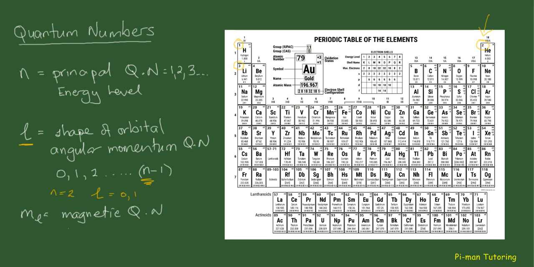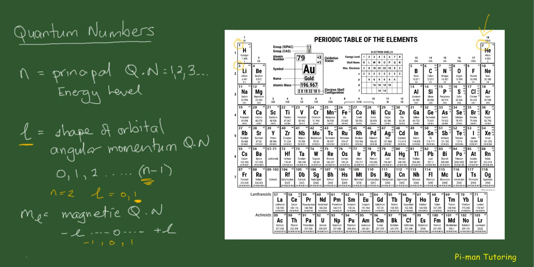And it takes values that depend on the value of L. So it's allowed to have any integer value from negative L all the way through 0, all the way up to positive L. And that means in the case above, if we take the orbital that has L equals 1, then L equals 1 is allowed to have magnetic quantum numbers of -1, 0, and 1.